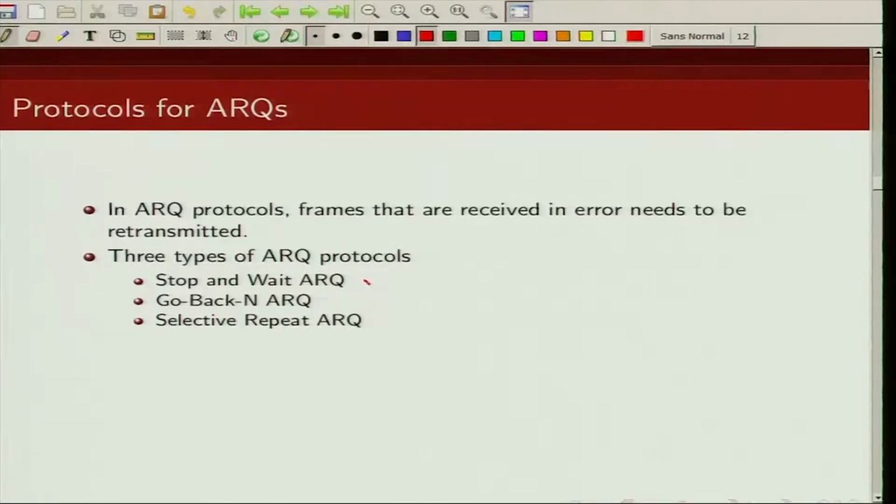The first one is called stop and wait. The second is known as go back n, and the third is known as the selective repeat ARQ scheme. We are going to talk about each one of them in detail, and we are also going to do a performance analysis of each of these ARQ protocols.